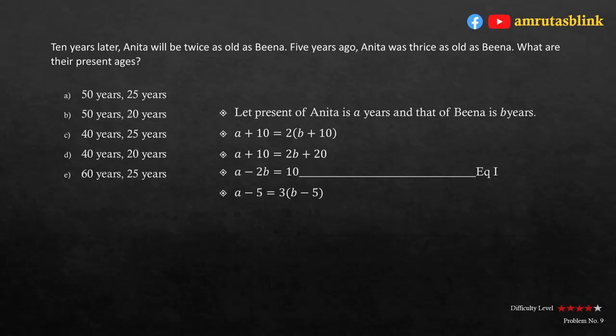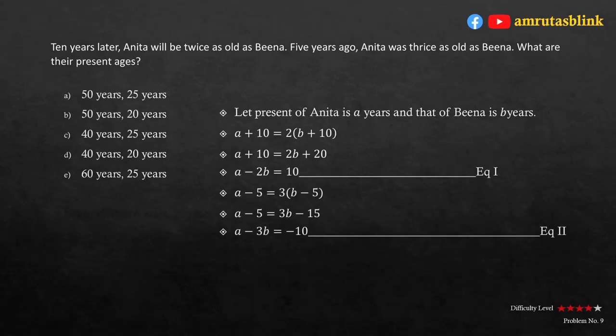Now we'll move to the second part, 5 years ago. If today's age of Anita is A years, then 5 years back she was A minus 5. Similarly, if today's age of Bina is B, then 5 years back she was B minus 5. So 5 years ago Anita was thrice as old as Bina, and hence A minus 5 is equal to 3 into bracket B minus 5. So A minus 5 is equal to 3B minus 15, that is A minus 3B is equal to minus 10, equation number 2.